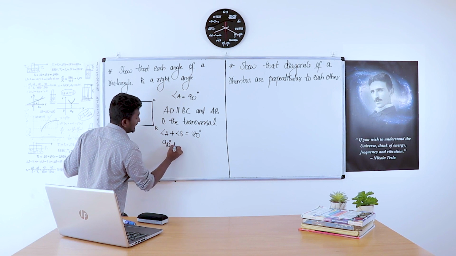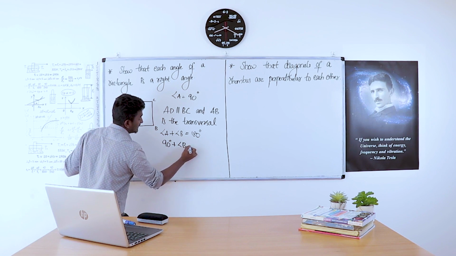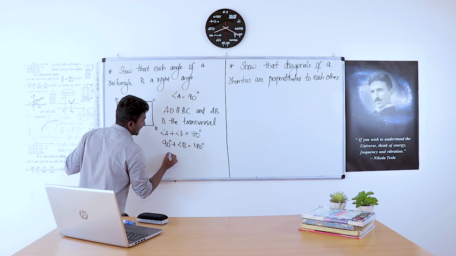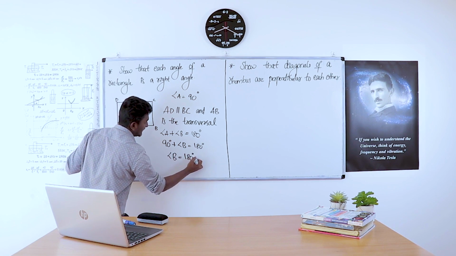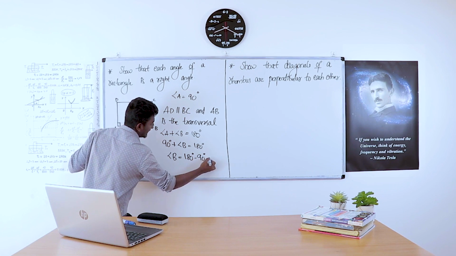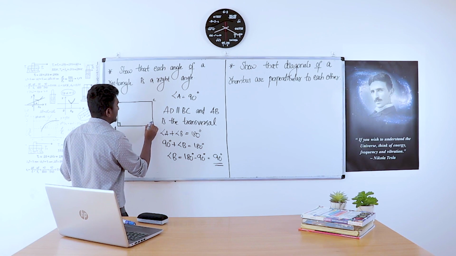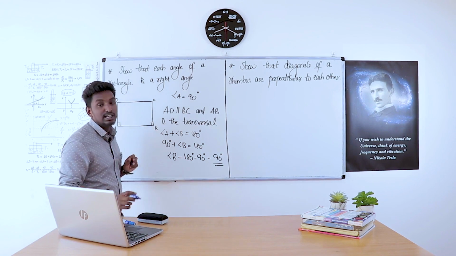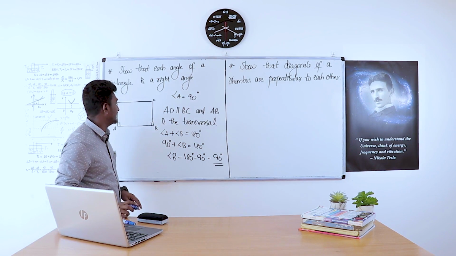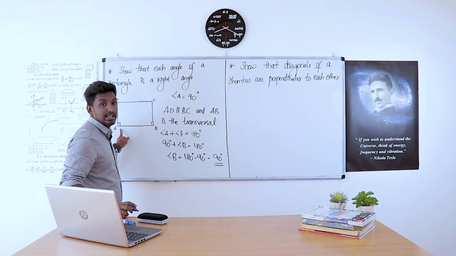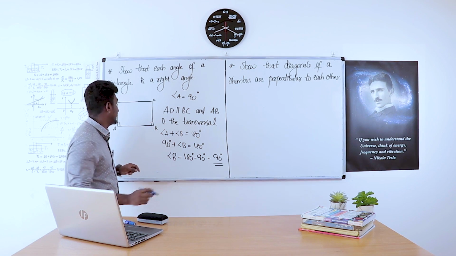So 90 degree plus angle B is equal to 180 degree. Therefore, angle B is equal to 180 degree minus 90 degree, that is equal to 90 degree. Now we got angle B as 90 degree. So angle A is equal to 90 degree, angle B is equal to 90 degree.